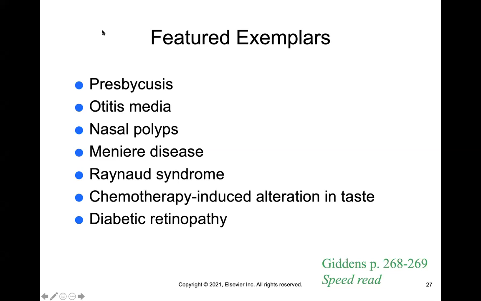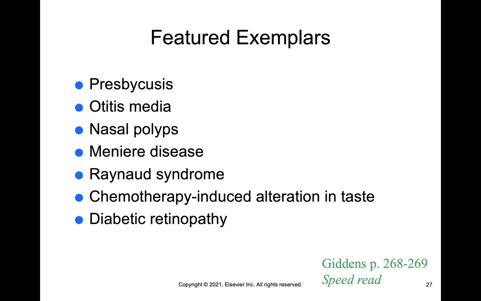Raynaud syndrome is caused by vasospasm of distal arteries and arterioles that limits blood supply to the distal extremities. Specifically, you'll see this in the winter, especially in Chicago, with people out in public where their hands turn blue or almost pale just when they're out in the cold. Now, you can see chemotherapy-induced alteration in taste, as we discussed earlier. And finally, diabetic retinopathy. It's the leading cause of blindness among adults in America.